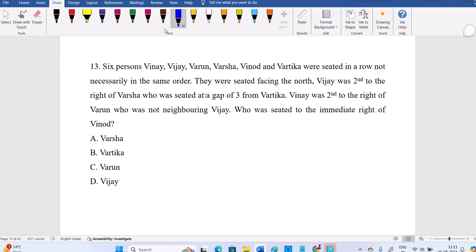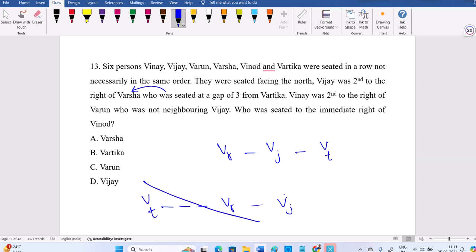D. Okay, we'll check. Vijay was second to the right of Varsha. Varsha, second right is Vijay. Varsha was seated a gap of 3 from Vartika. So gap of 3. Again, there are two chances. One is Vartika here and Varsha here. Other one, 1, 2, 3. This is not possible, as more than 6 people came. So this is the only case.